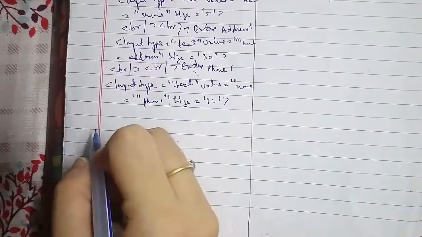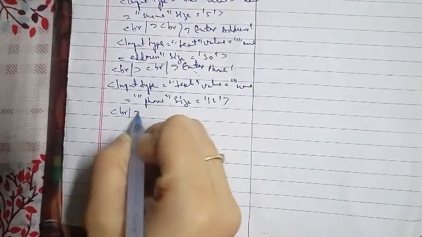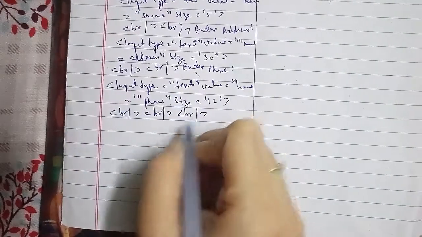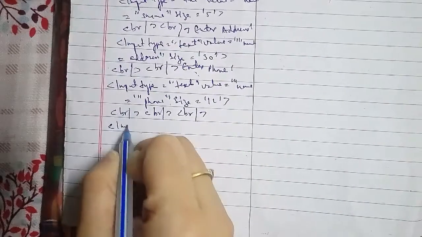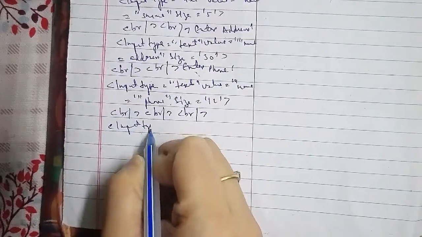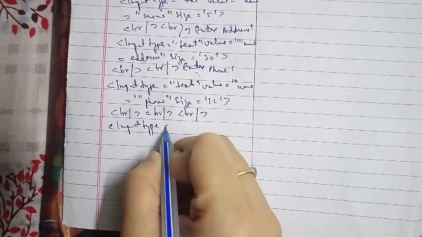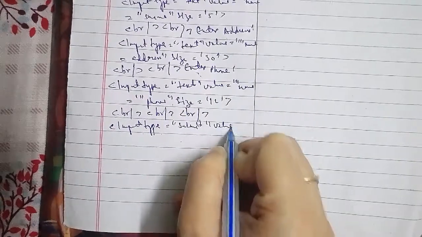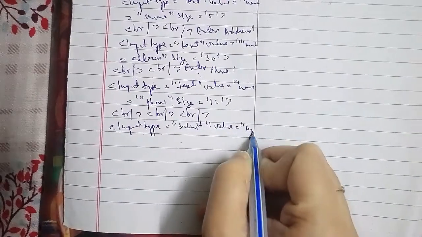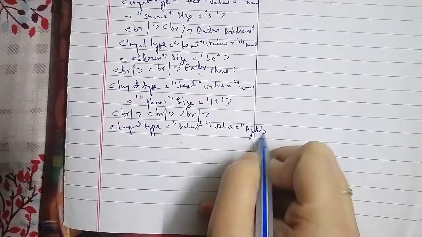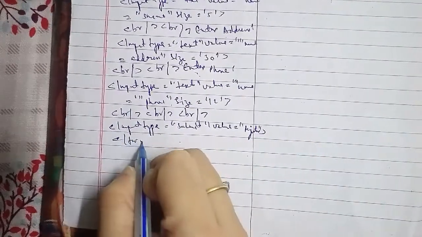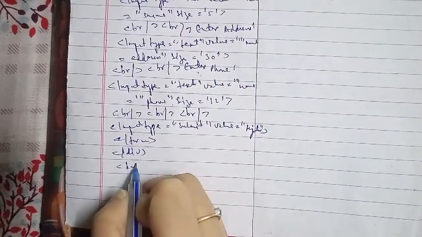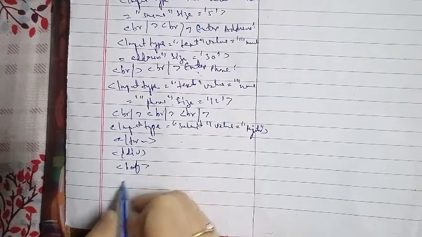Then we have public class RegistrationServlet that extends HttpServlet, start with the curly bracket here. We have a protected void doPost, that is HttpServletRequest.